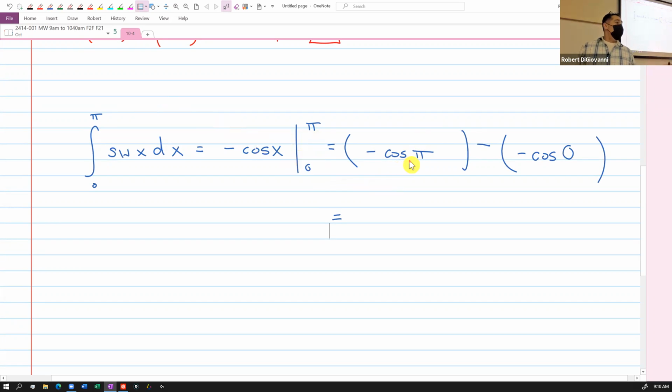So cosine of pi now is -1. So we're going to have -1 in that first parenthesis. And then minus, we already said that this was going to turn out to be -1. So your answer is 1 plus 1, which is 2.